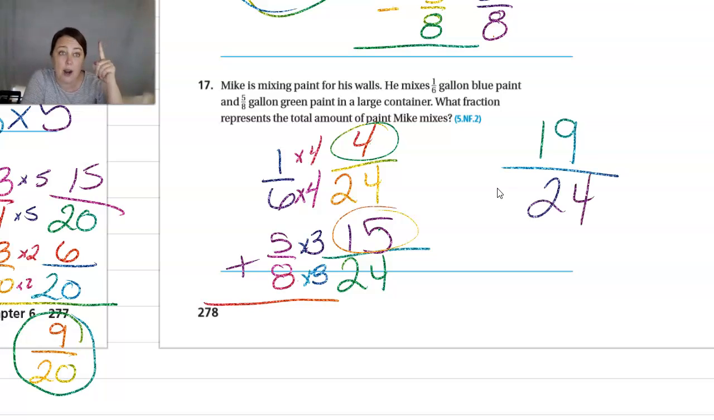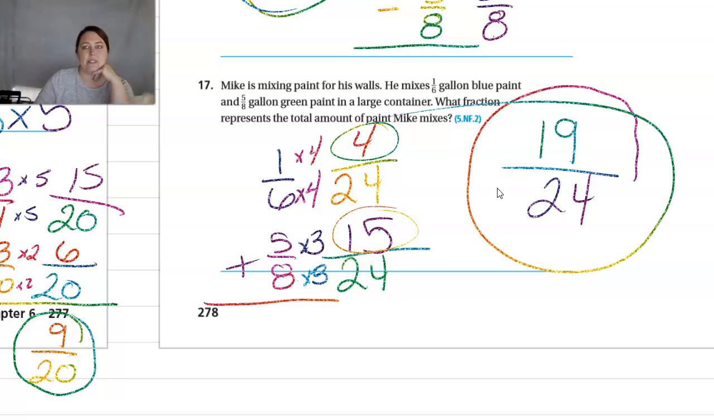Simplifying. Are both numbers even? No. Can I divide by 3? No. 5? No. 7? No. 11? No. So 19/24 is most likely simplified. All right, you guys, that is how you do your mid-chapter checkpoint.